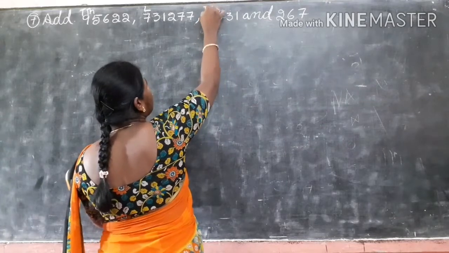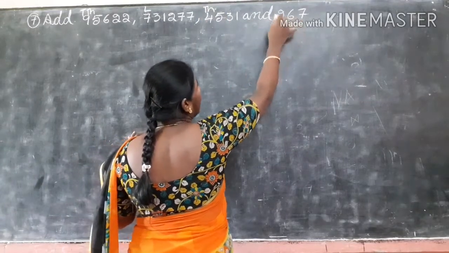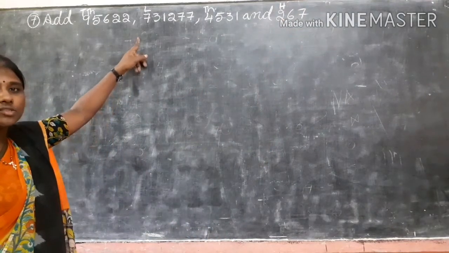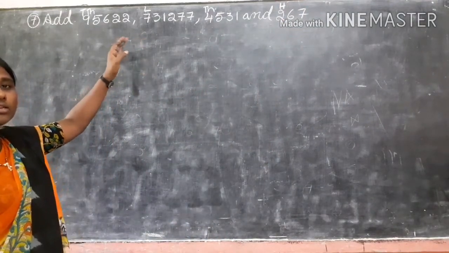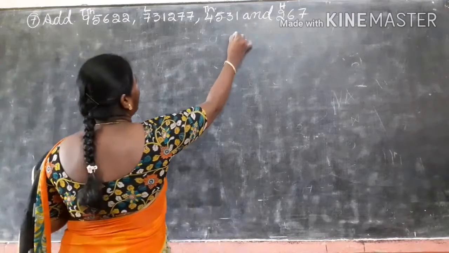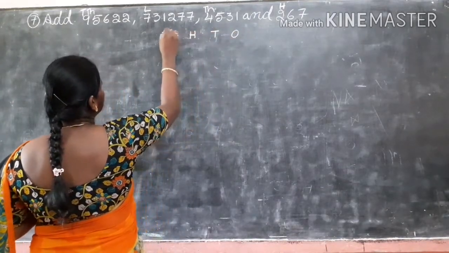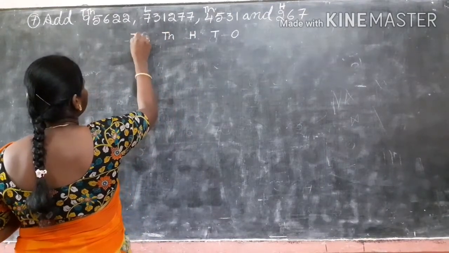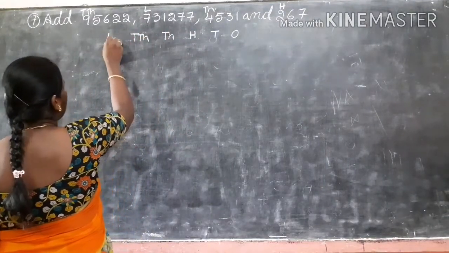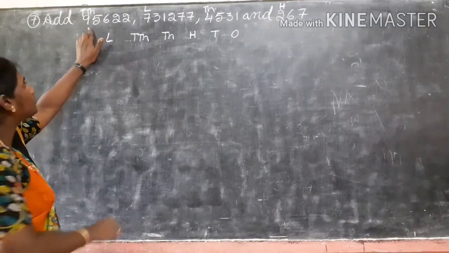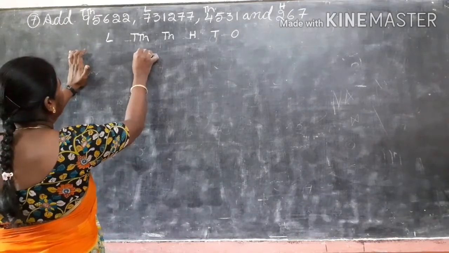Here, what is the biggest place value? Lakhs. So we have to write the place values up to lakhs: ones, tens, hundreds, thousands, 10,000s, lakhs. The first number starts from the 10,000s place, so we have to start writing from 10,000.